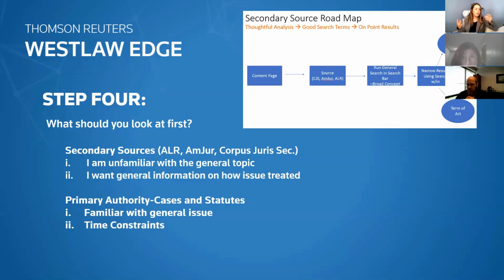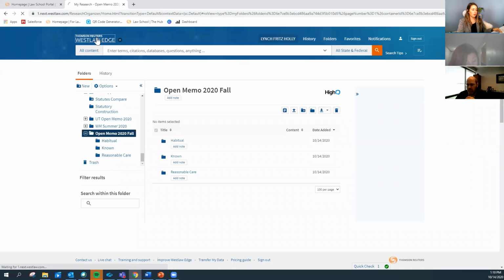Your secondary source roadmap, and this is true for your cases and statutes as well, is essentially that you're going to go to your content page, whether it be a statute or a secondary source. You're going to run your general search, and we're going to actually go through this, but I want to talk through it first. We're going to run our general search in the search bar, and then we're going to narrow our search results using specific facts that we've pulled out or terms of art. So really finding documents that are on point with our research. So let's go ahead and get started with some of these ways to begin researching.